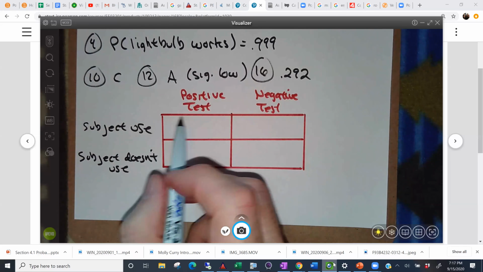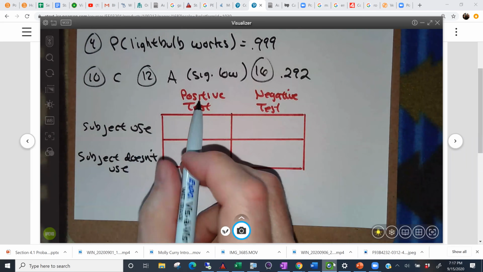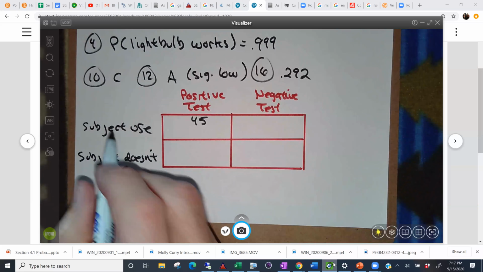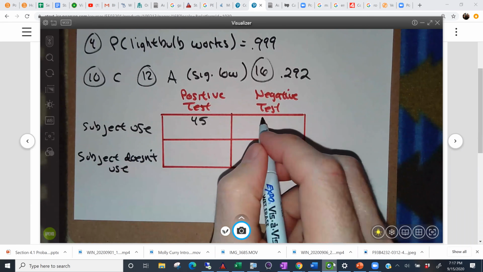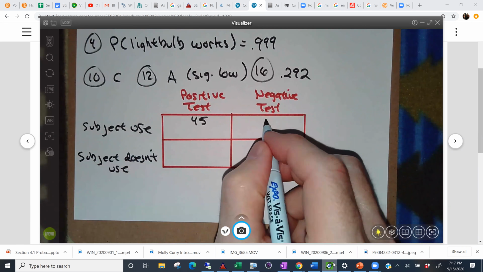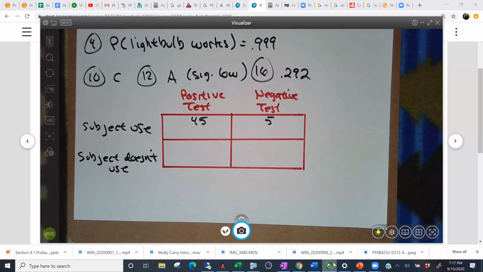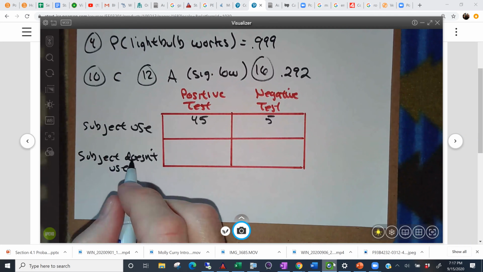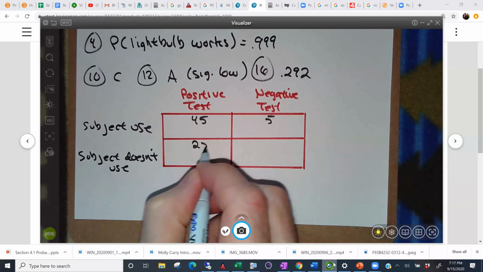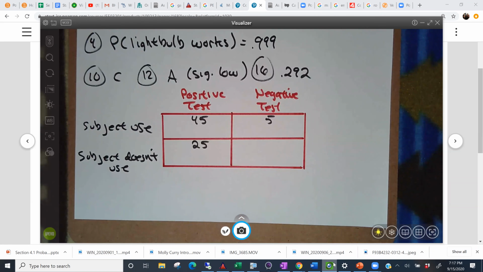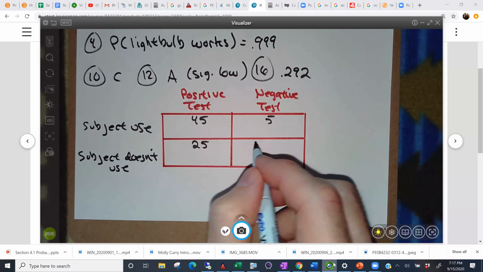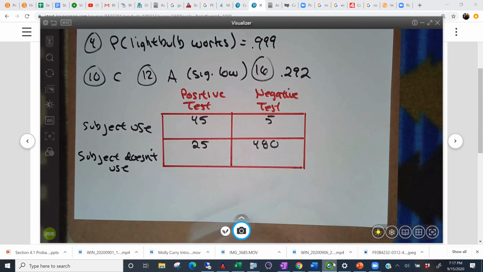Now, of the subjects who used drugs and got a positive test, there was 45 of them. Of the subjects that used drugs and didn't test positive, there were 5 of them. So you got 5 negative results amongst the users. Of the subjects who didn't use, 25 of them had a positive score, and 480 had a negative score.